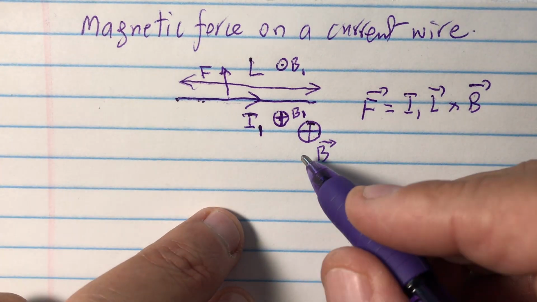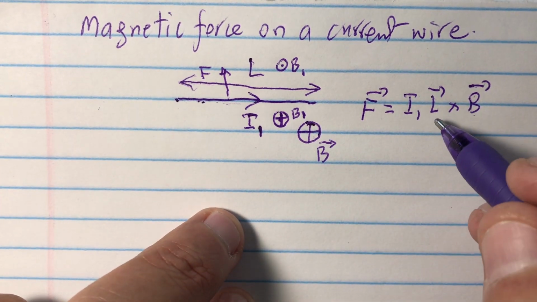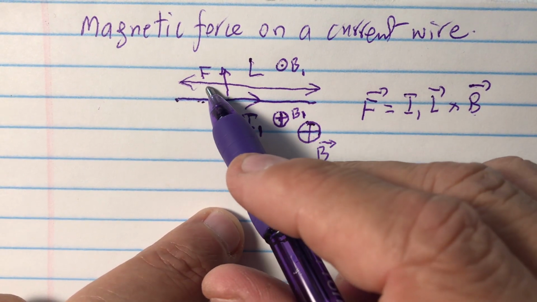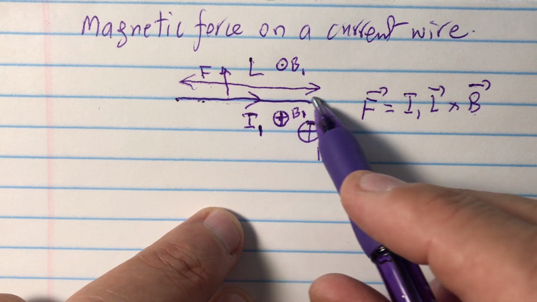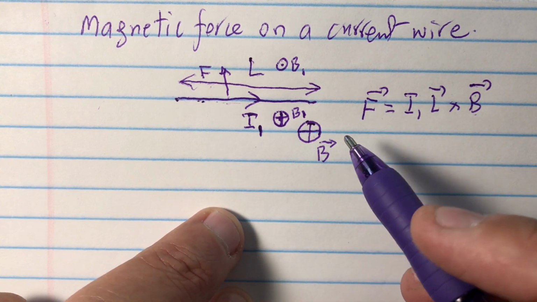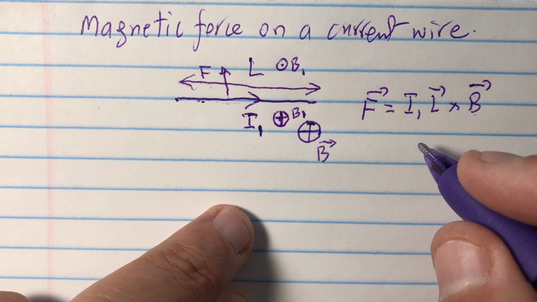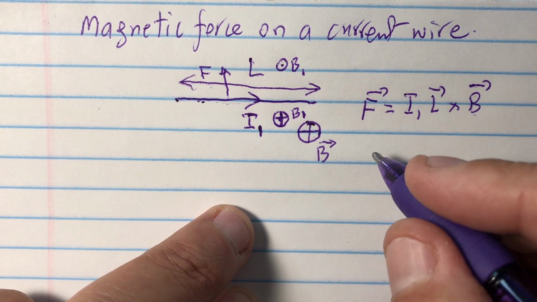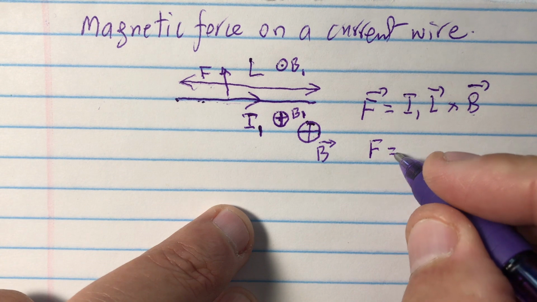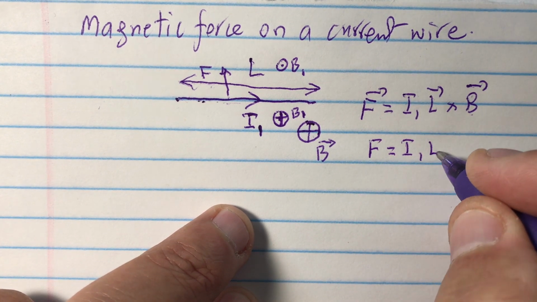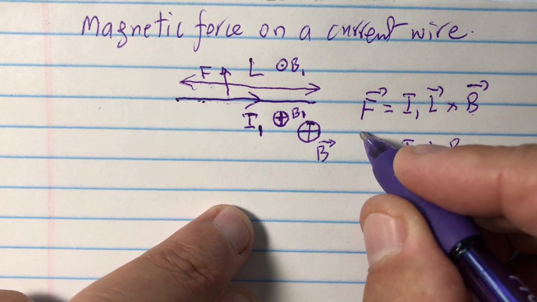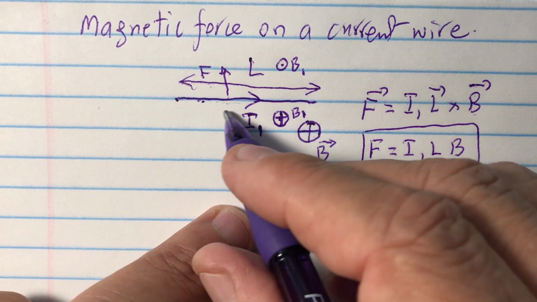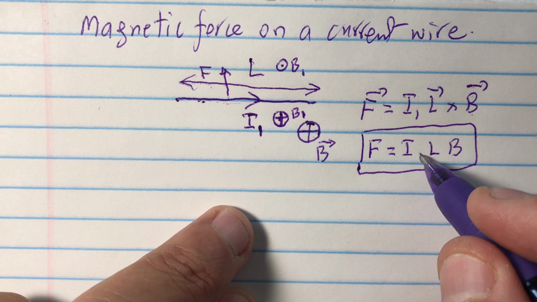Now you can see the B field and L. The B field is going into the paper and L is going horizontally. So they're perpendicular, so I don't have that sine theta that comes from the cross product. So I just put here F is equal to I1 L B. And this is the force acting on that wire with current I1.